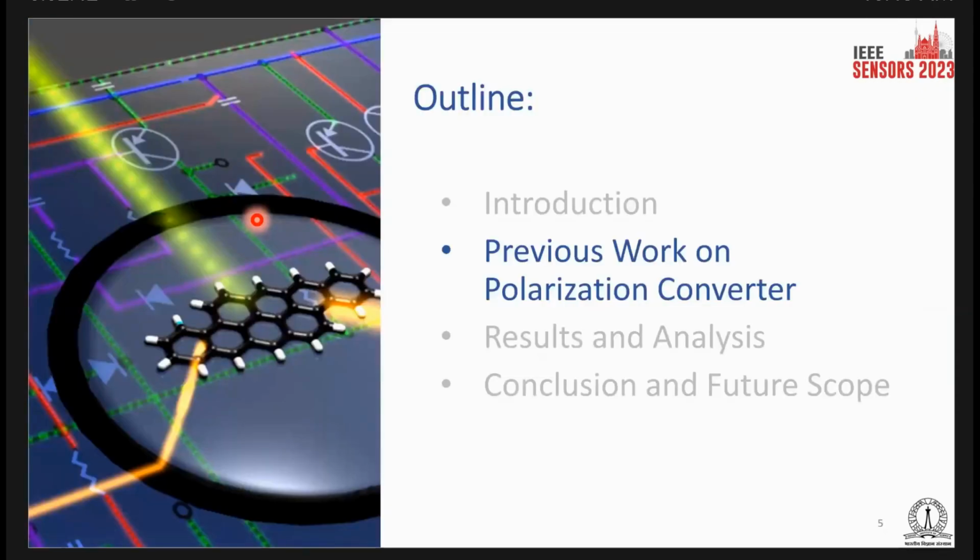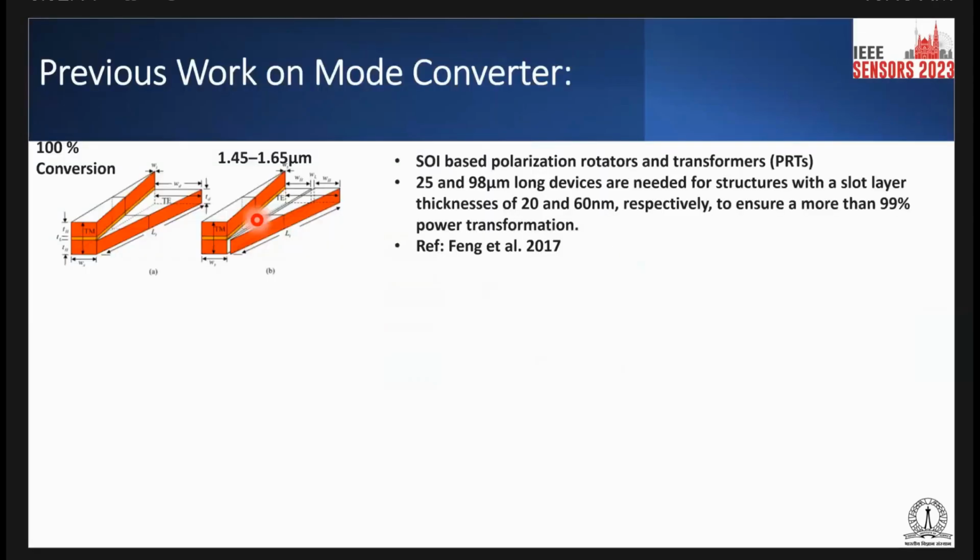Let's talk about the previous works people have done on this mode converter. This is a silicon-on-insulator based polarization converter, which works on rotation and transformation of the mode. It is a device around 25 and 98 micron long, having both a vertical slot and a horizontal slot waveguide, and it is a TE to TM and TM to TE converter with 99% power transmission.